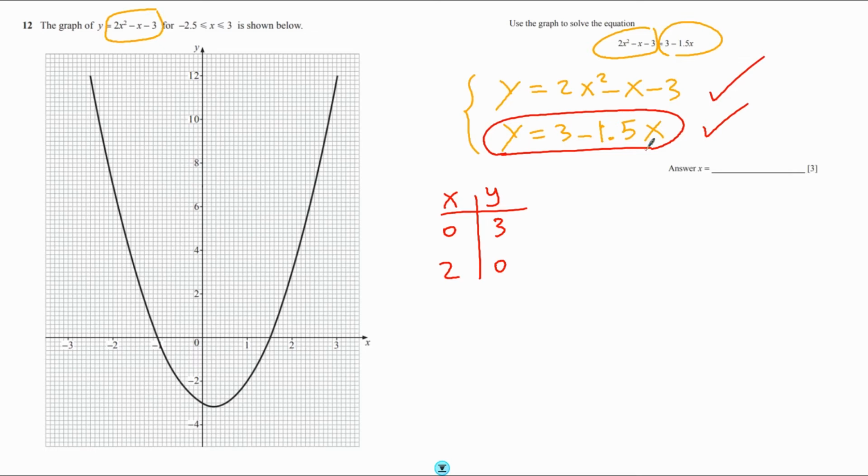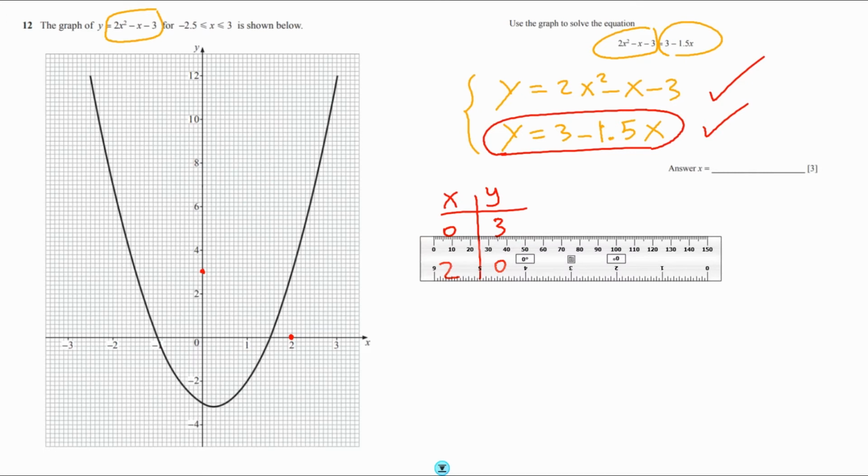So I'm going to put the point 0 and 3, which is just around here. And the point 2 and 0, where 2 is x and y is 0. So we have two points there.